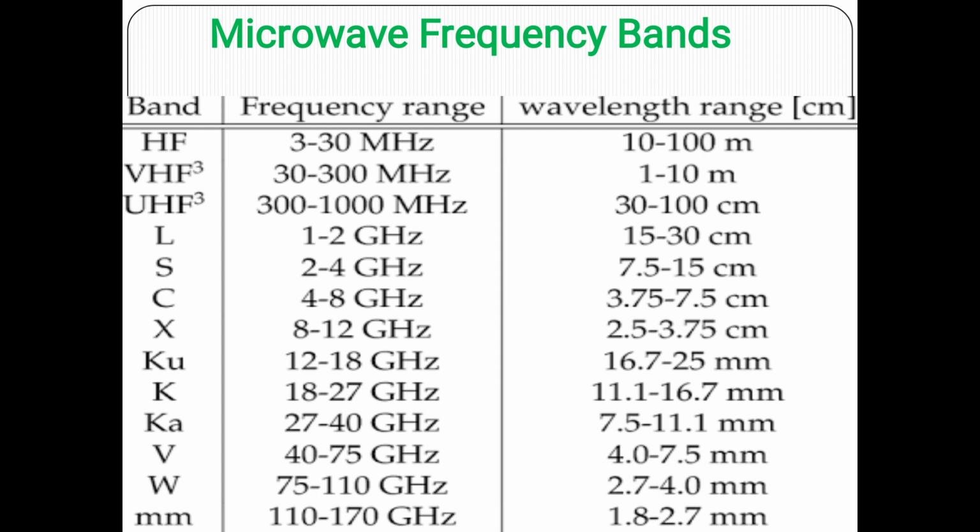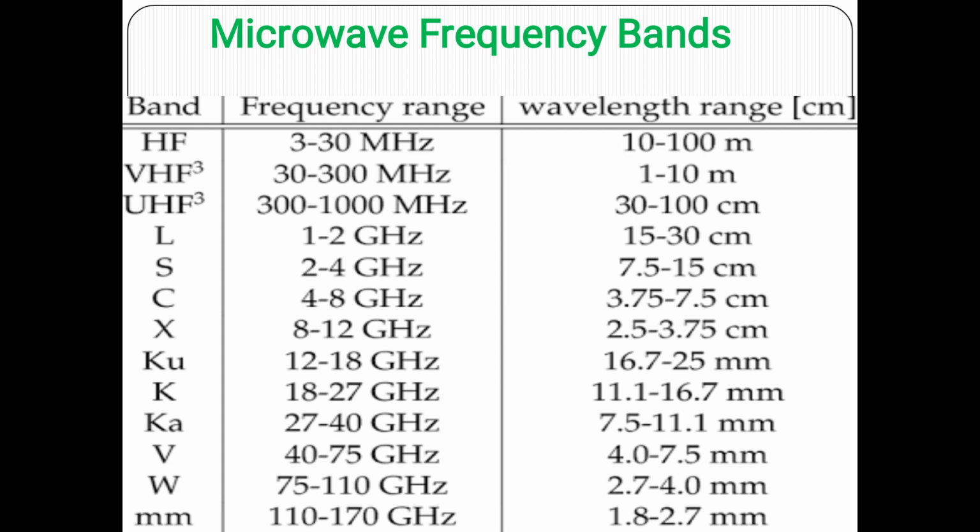L band, 1 to 2 gigahertz, 15 to 30 centimeter. S band, 2 to 4 gigahertz, 7.5 to 15 centimeter. C band, 4 to 8 gigahertz, 3.75 to 7.5 centimeter. X band, 8 to 12 gigahertz, 2.5 to 3.75 centimeter. Ku band, 12 to 18 gigahertz, 16.7 to 25 millimeter. K band, 18 to 27 gigahertz, 11.1 to 16.7 millimeter.